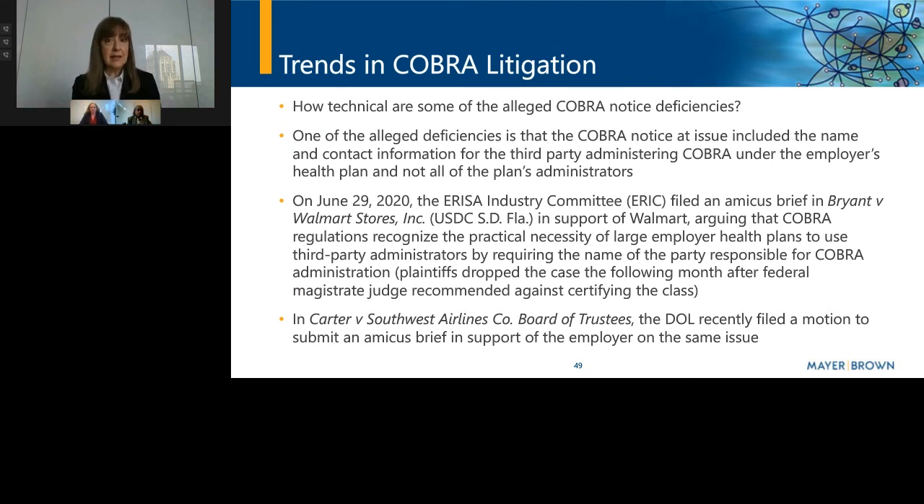The answer is, in some cases, highly technical, such that we have two cases, against Walmart in one case and Southwest Airlines in another, in which in the Walmart case, it's the ERISA Industry Committee known as ERIC, and in the Southwest Airlines case, it's the Department of Labor itself, that each have filed amicus briefs in support of the employers in the cases in which the allegation is that the notice didn't provide the names of all of the health plan administrators. The regulations are clear that you have to provide the name and contact information for the COBRA administrator and not everybody else. So hopefully this line of cases will go away.